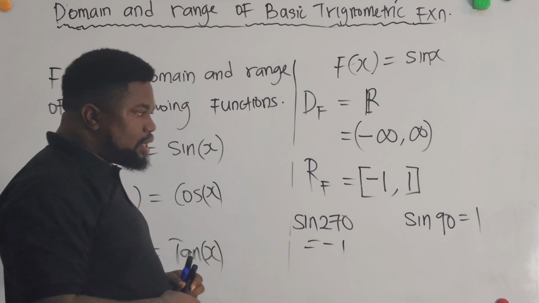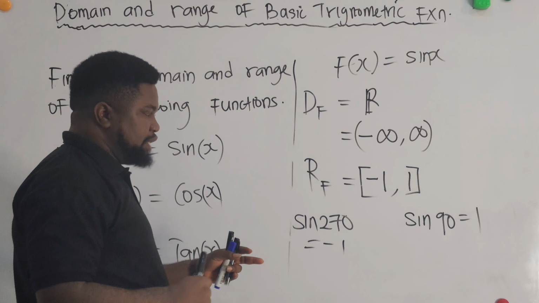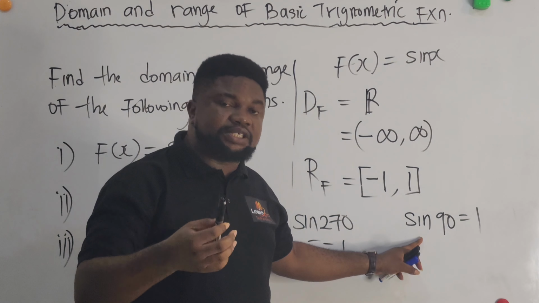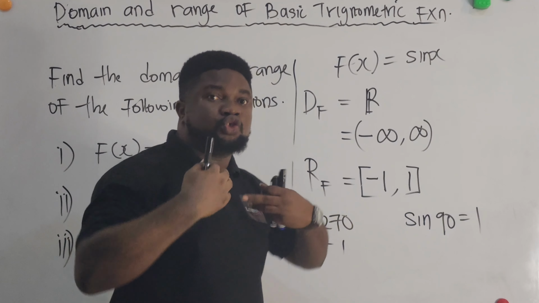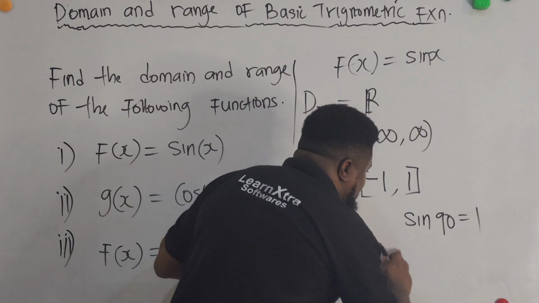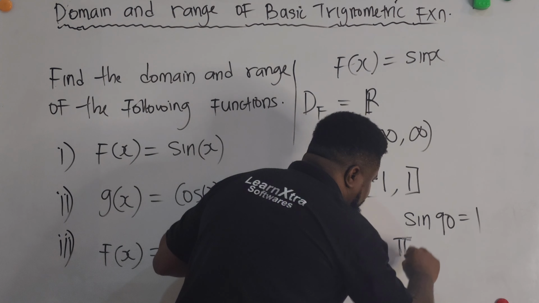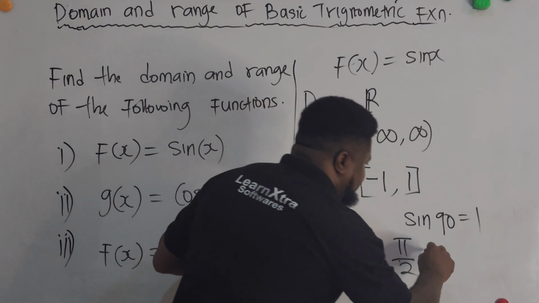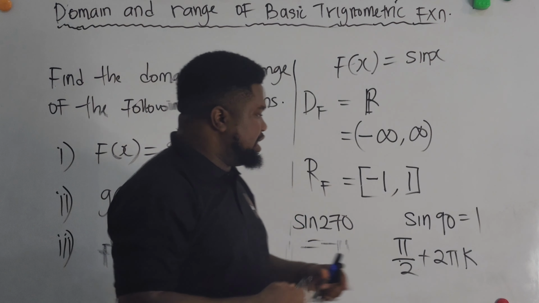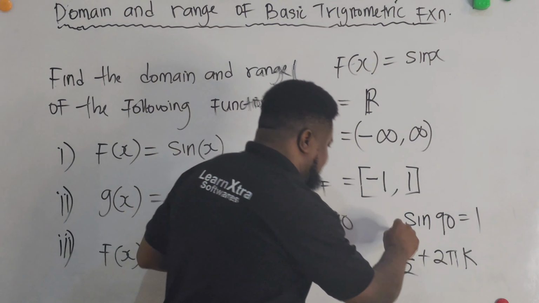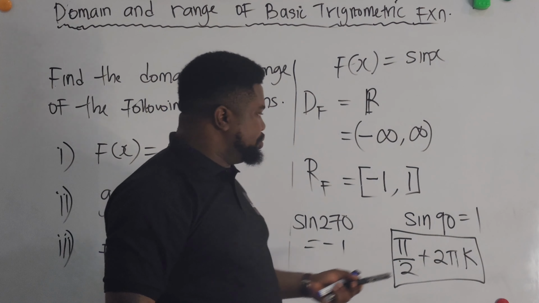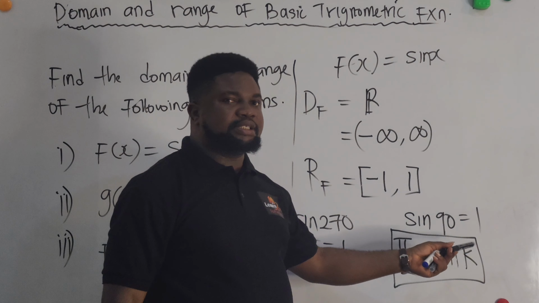Actually, it's not only 90. There are some other values like sine 450, which will also give you 1. In fact, to know them, just know that pi over 2 plus 2 pi k, where k is an integer, gives you the numbers that will be giving you 1.